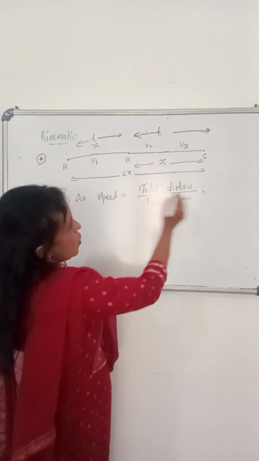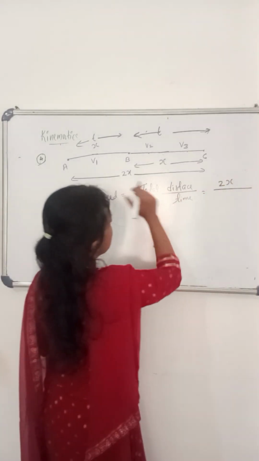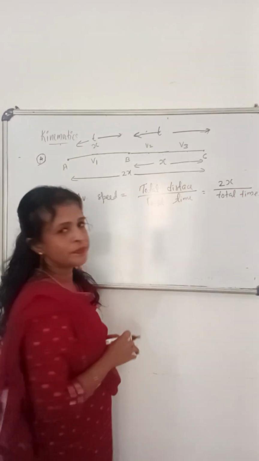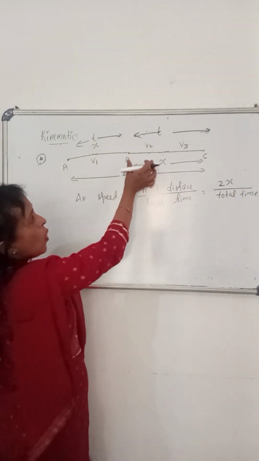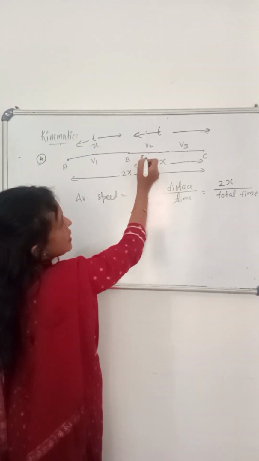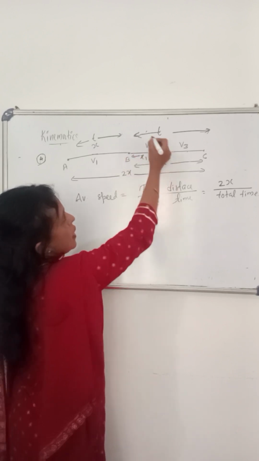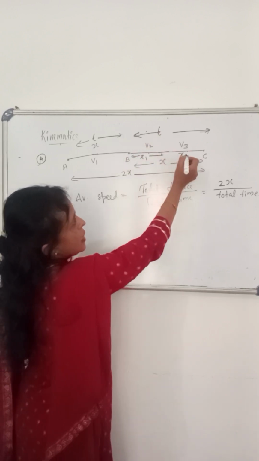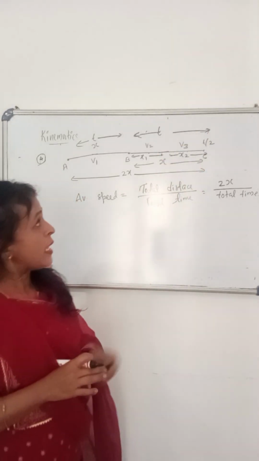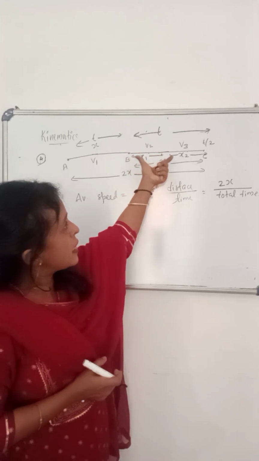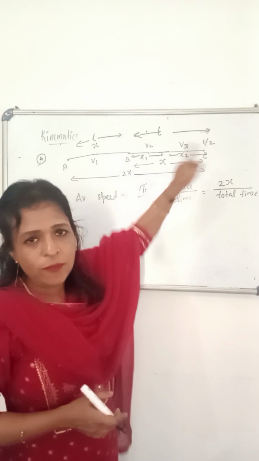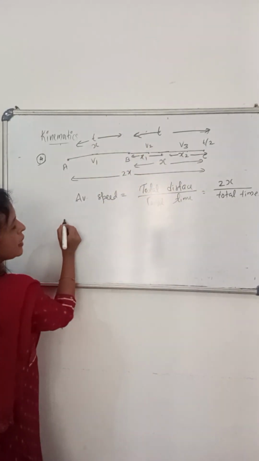What is the total distance? 2x divided by total time. For the total time, we don't know how much distance is covered with the velocity v2. So suppose x1 is the distance covered with the velocity v2 in the time interval t by 2, and x2 is the other distance covered with the velocity v3 in the time interval t by 2. That means in the same time interval it covers these two distances with velocities v2 and v3.